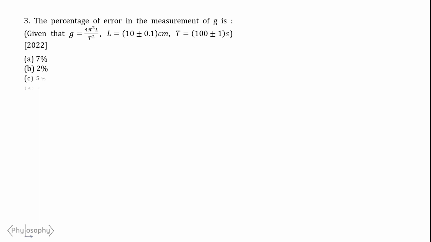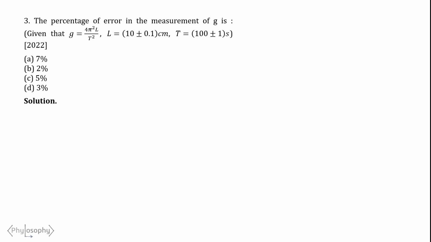Next problem is: the percentage of error in the measurement of g is, and it is given that g equals 4 pi square L by T square, L equals 10 plus minus 0.1 centimeter, and T equals 100 plus minus 1 centimeter, and 4 options are given.